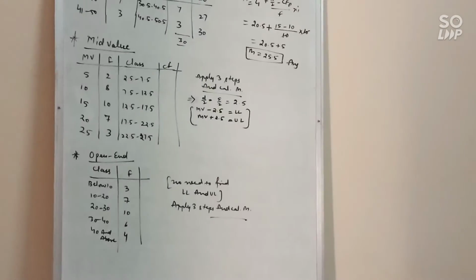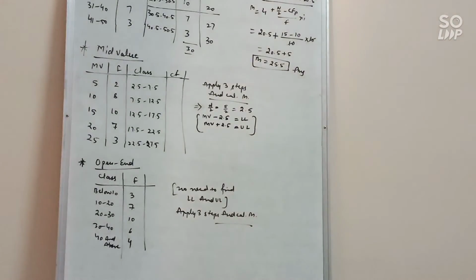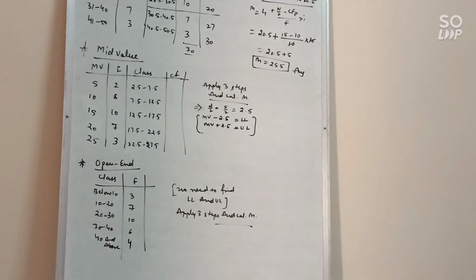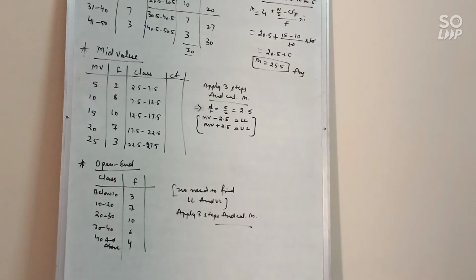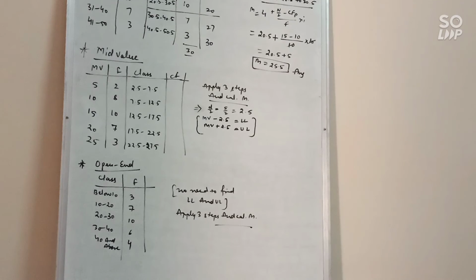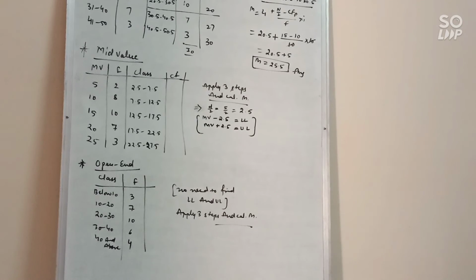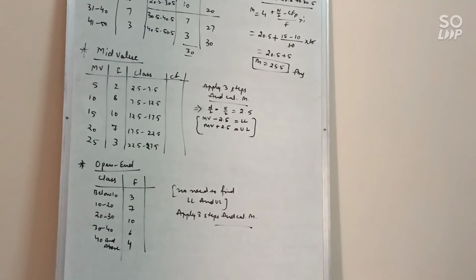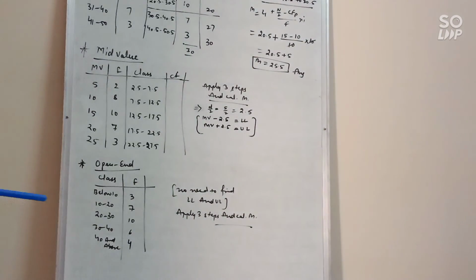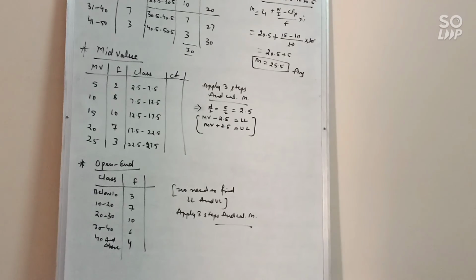Next is open-end series. Open-end series means when the lower limit of the first class and the upper limit of the last class is not given. That is known as open-end series. Frequency is given. I have taken one example. So what you need to do in median, you just need to apply the direct 3 steps. There is no need to find out the lower limit and the upper limit of the last class. Why? Because median always lies in between. Whenever you get the class, the class will be selected in between. Neither first, never last. So you can solve it in the same way as we have calculated median in the exclusive series.